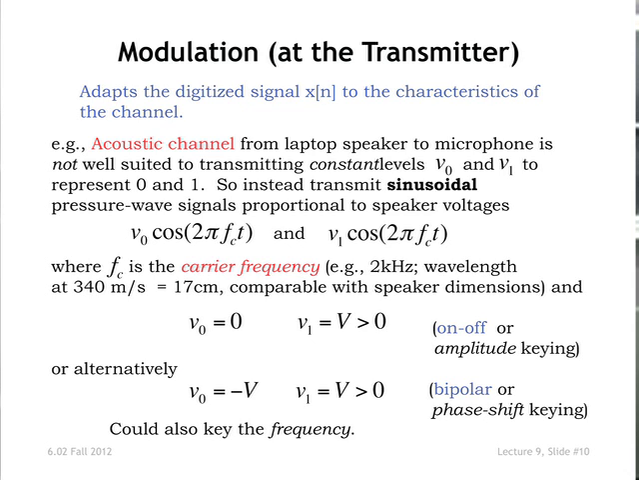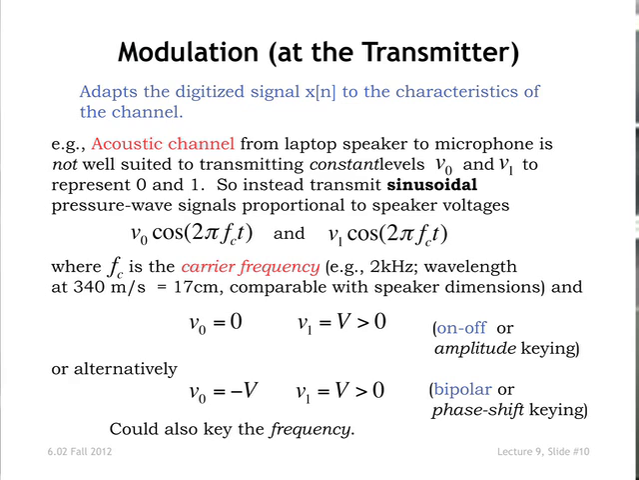So you might, for instance, say that you want sinusoidal bursts at 2 kilohertz, and you're going to modulate the amplitude. So you'll send a burst V0 cosine 2 pi f_c t to represent the 0, and you'll send a burst of V1 cosine 2 pi f_c t to represent the 1.